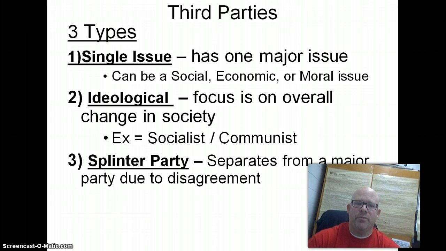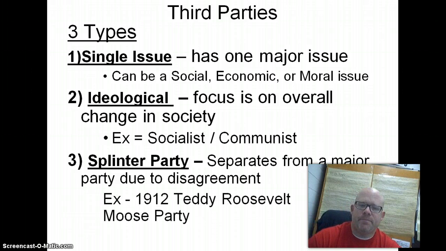All right, so you see three different types here. The single issue, which is focused on that one important idea. Two, the ideological party, which is looking for a big overarching change to take place. And three, a splinter party, which is one of the major parties basically splintering or breaking away because of some kind of disagreement. An example of a splinter party is Teddy Roosevelt and his disagreements with his party, and his followers during the 1912 election, where the Bull Moose Party was formed.